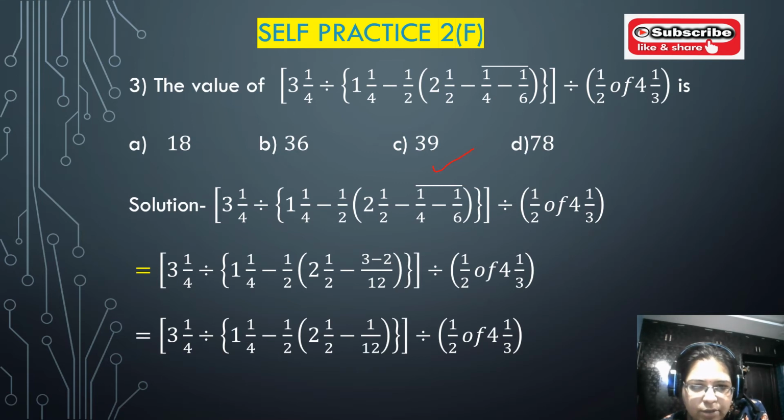of this fraction, 1/4 minus 1/6. Take the LCM of 4 and 6, which is 12. 12 divided by 4 is 3, and 3 multiplied by 1 is 3. And 12 divided by 6, the second denominator, is 2, and 2 multiplied by 1 is 2. Now we get (3 minus 2) divided by 12, and 3 minus 2 is 1, so 1/12. Now we get 2 1/2 minus 1/12.